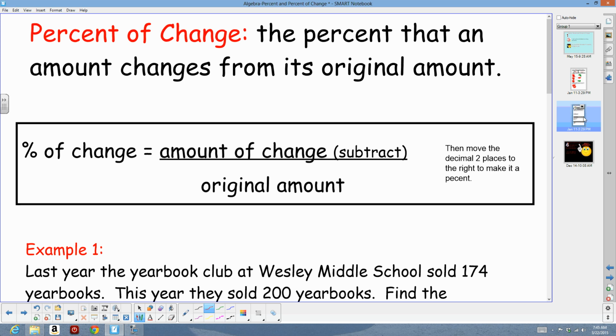Now the last thing we're going to do is calculate the percent of change. The percent of change is the percent that an amount changes from its original amount. So it's how much it changes compared to what it started at. Right here is our recipe. The percent of change equals the amount of change, which you find by subtracting, and you put that over the original amount. Or in other words, divide by the original amount. So after you find the amount of change, you divide it by what it started at, and then you have to write it in percent form, so you're going to move the decimal 2 places to the right to make it a percent.